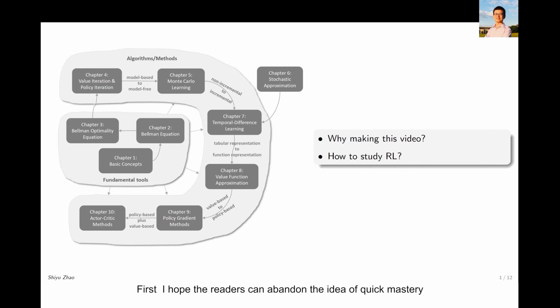First, I hope the readers can abandon the idea of quick mastery. For instance, expecting to grasp the basics in 1 hour or to become an expert in 1 day is unrealistic. In fact, the anxiety in our study and research often comes from not allocating appropriate time for a goal. For instance, planning to fully understand a paper in 1 day when a week is required can lead to frustration. Anyway, it's crucial to allocate appropriate time to your learning goals.